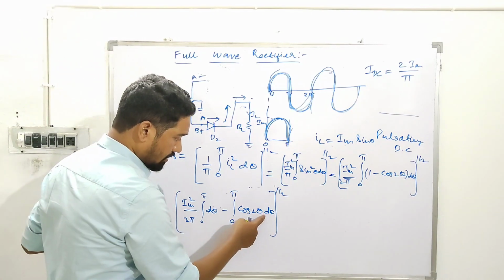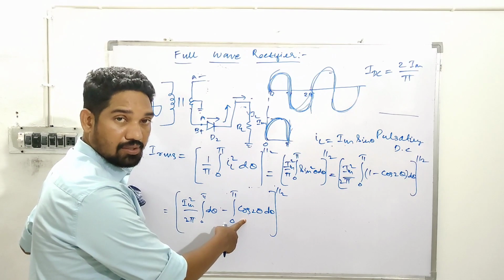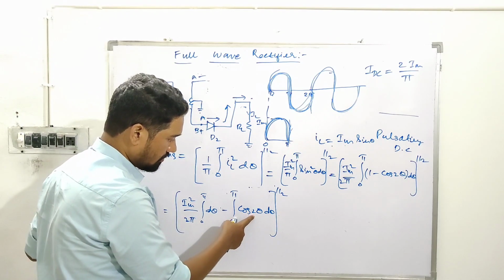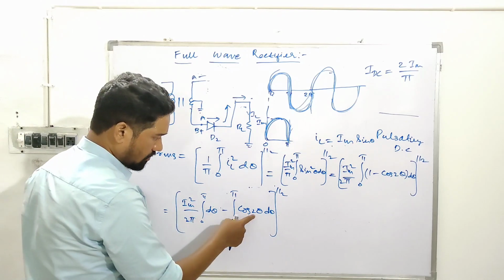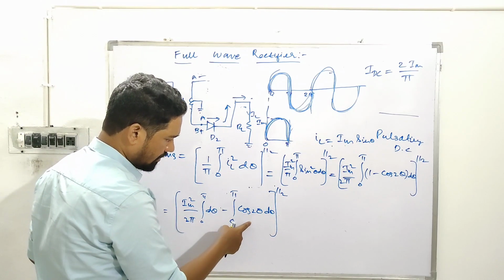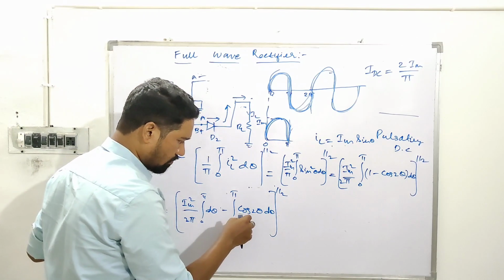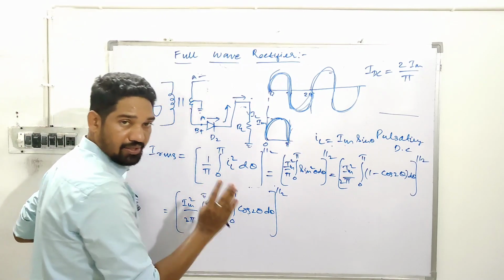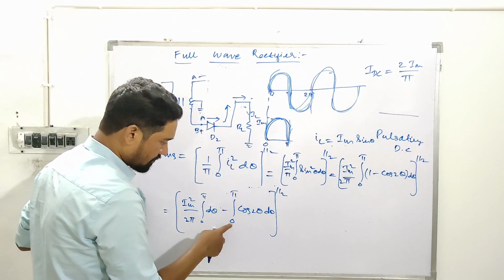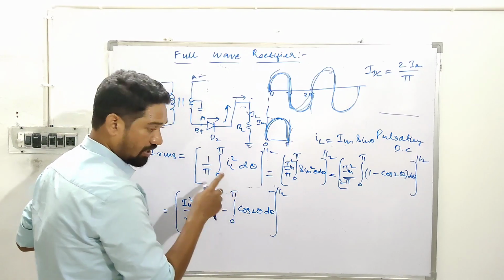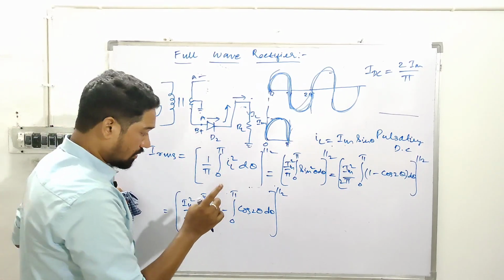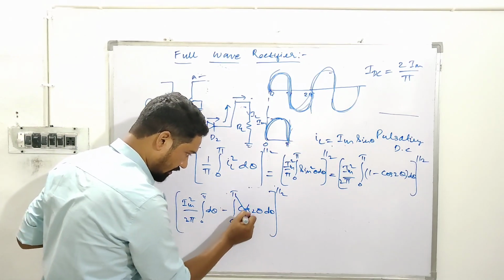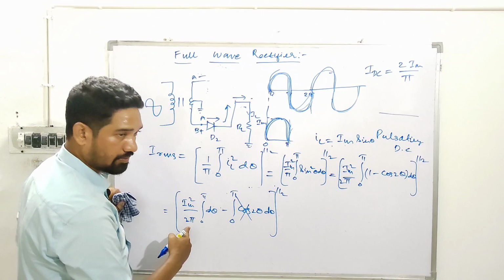Integral cos 2 theta d theta will be in terms of sine, isn't it? Integral cos theta is sine theta, so integral cos 2 theta d theta will be sine 2 theta by 2. But this integration is in terms of sine, and the limits of integration are 0 and pi. Sine pi is 0, and sine 0, the lower limit, is also 0. So this is insignificant here; we'll carry on only with this one.